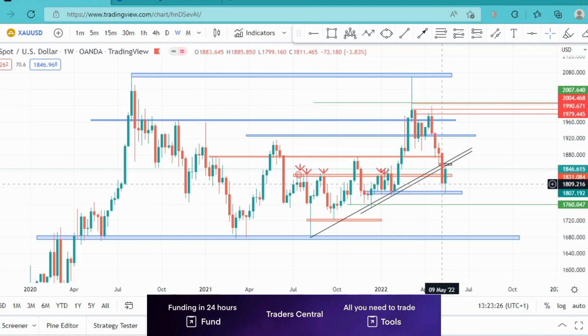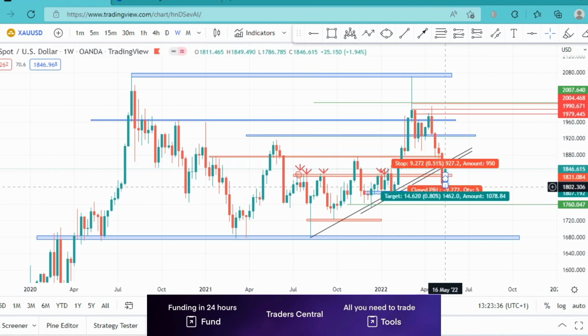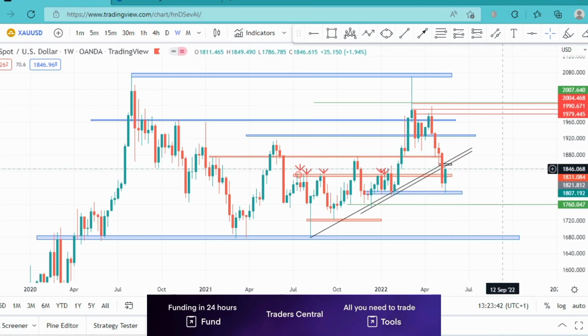Now on the weekly time frame, we can see that in this past week, price got down to the 1788 level, which was a support level after breaking through this trend line, and price got there, failed to break below that area, and then bounced to the upside.